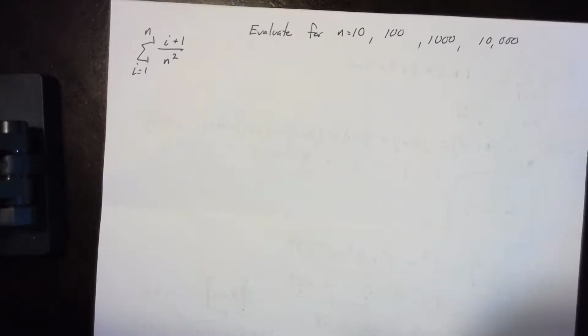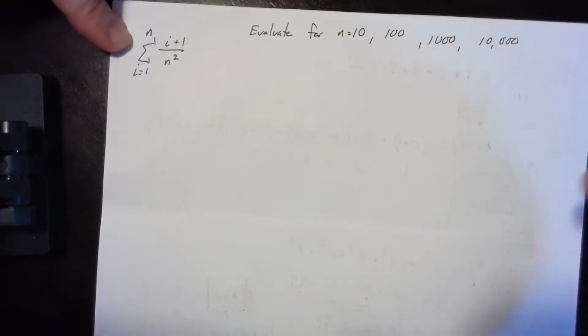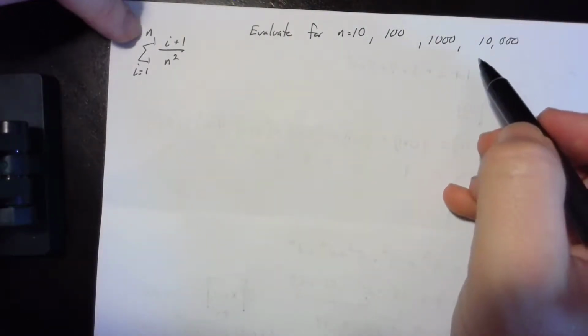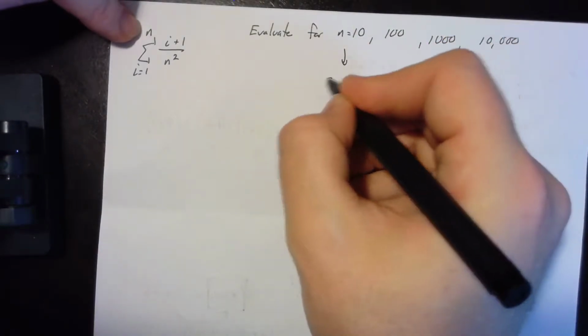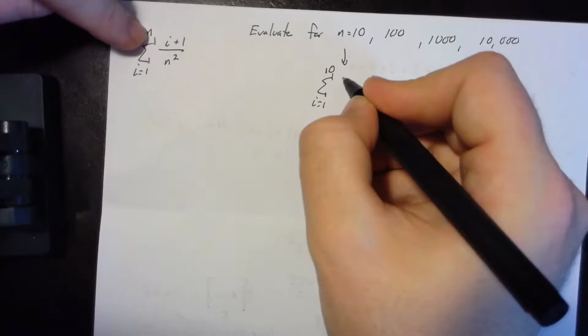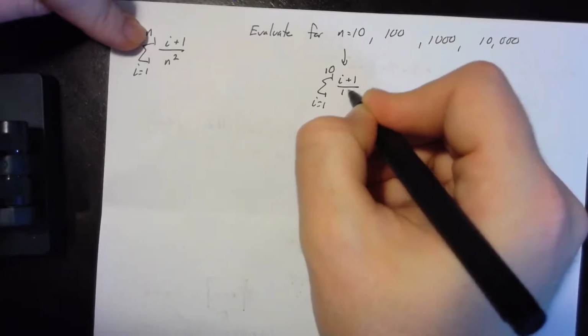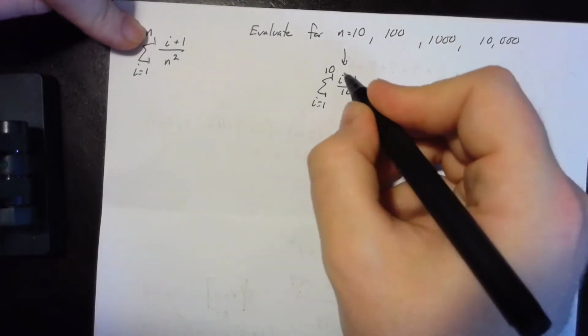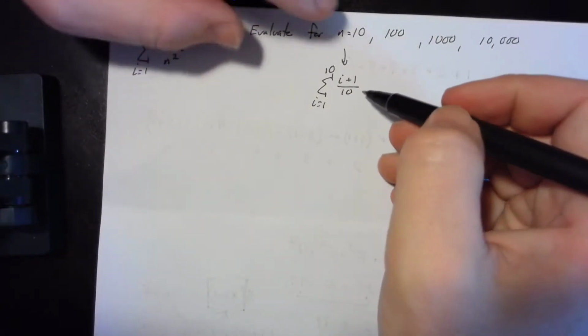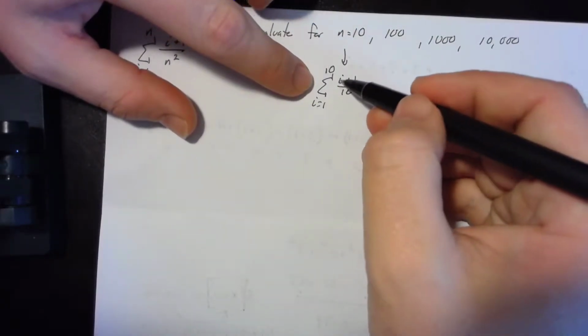In this video, we'll be evaluating this summation for different values of n. Okay, so basically what we're asking for is if n equals 10, if our summation ended at 10, such that we had (i + 1) divided by 10, how would this summation differ if I plugged in 100 or 1,000 or 10,000?